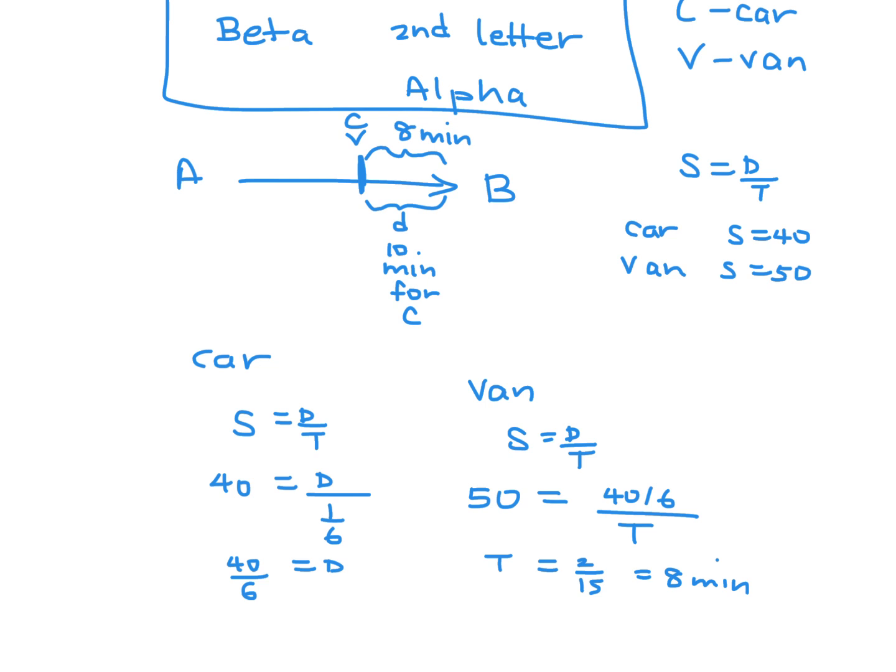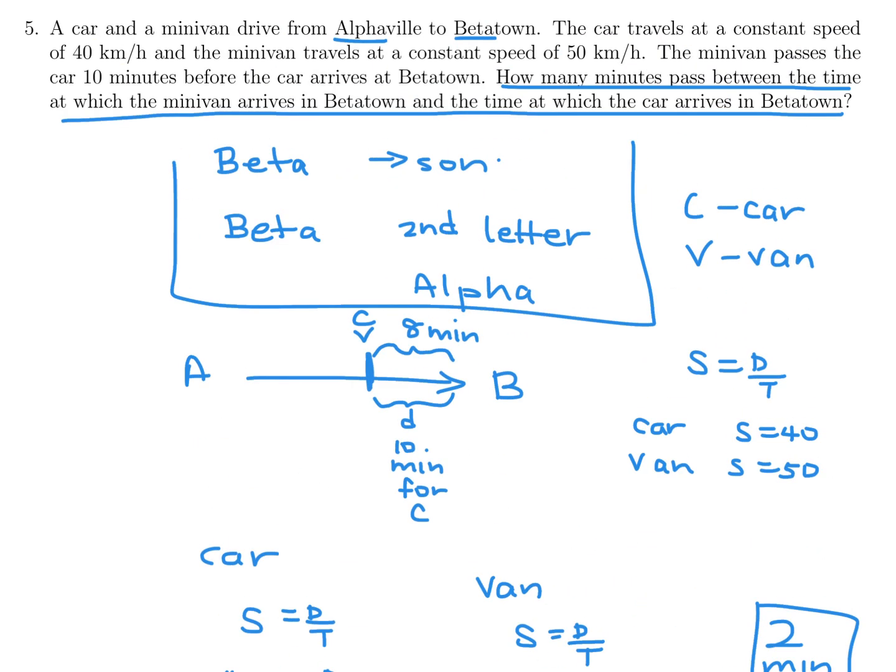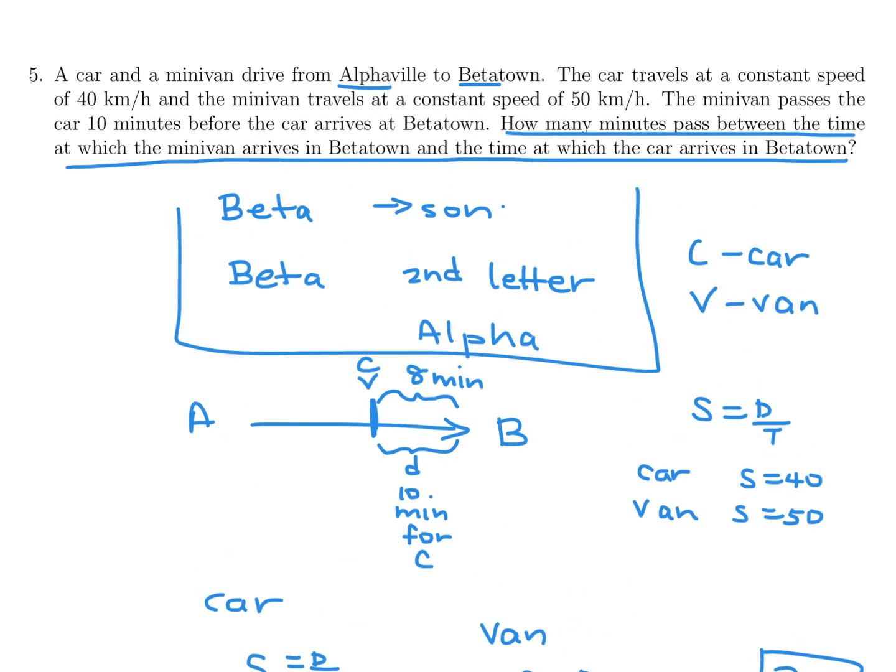So 8 minutes it takes the van to get there, and then it takes 10 minutes for the car to get there. So the difference there is 2 minutes. So 2 minutes is the difference, which is what they're asking. How many minutes pass between the time at which the minivan arrives in Beta Town and the time at which the car arrives in Beta Town? So 2 minutes is the answer to that.